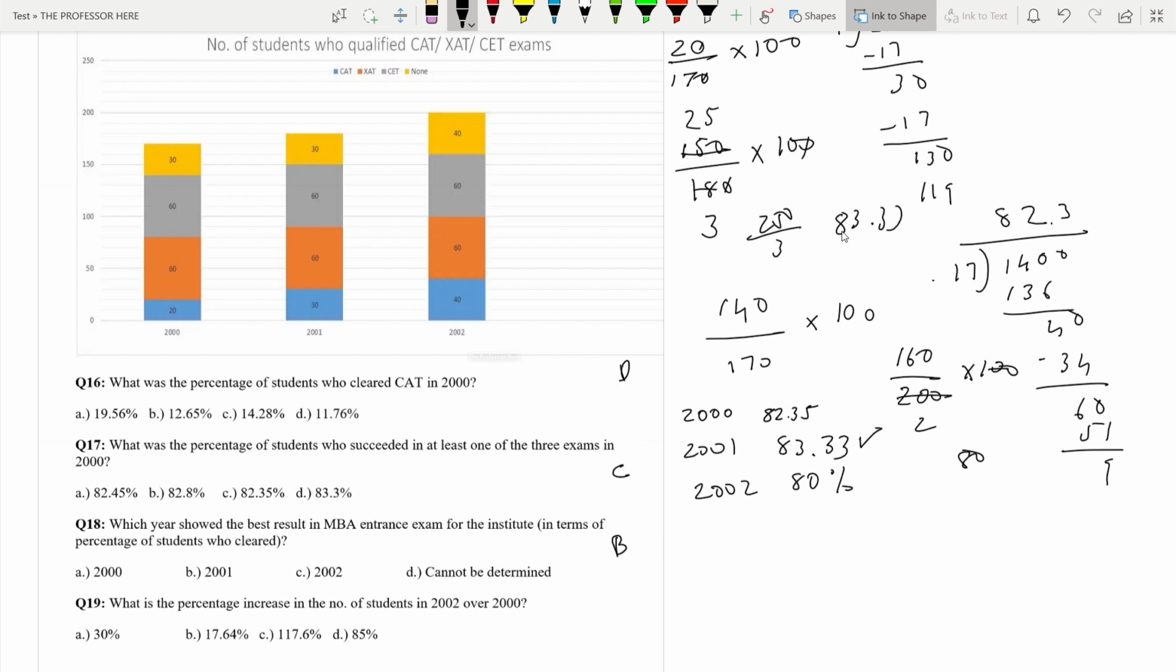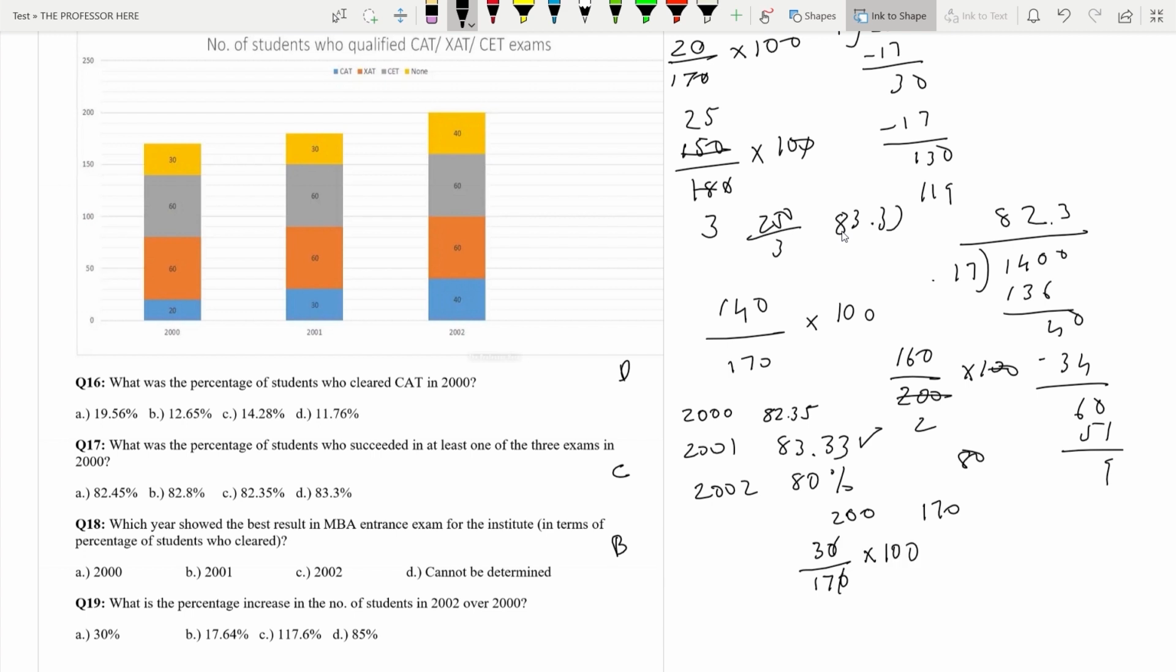Question number 19. What is the percentage increase in the number of students in 2002 over 2000? So in 2002 the number of students is 200. In 2000 the number of students is 170. So from 2000 to 2002 the increase is 200 minus 170, 30. The number of students in the year 2000 was 170. So 30 divided by 170 into 100.